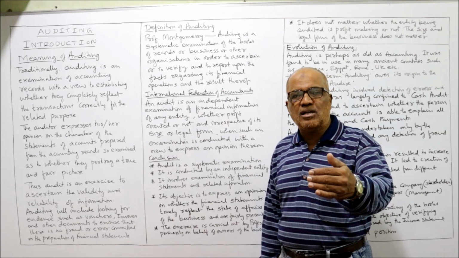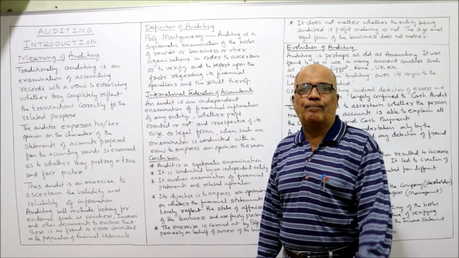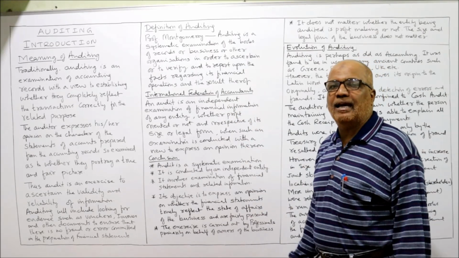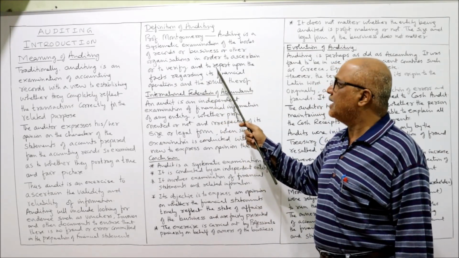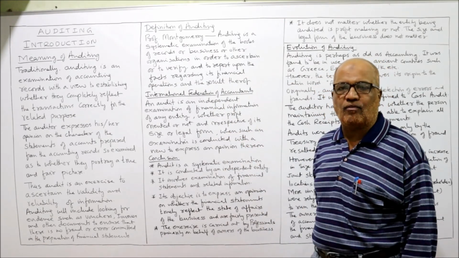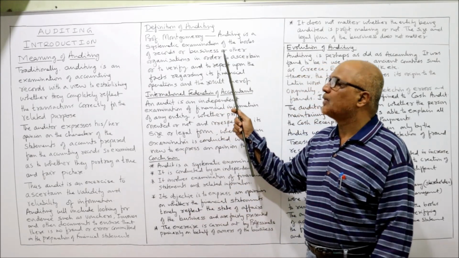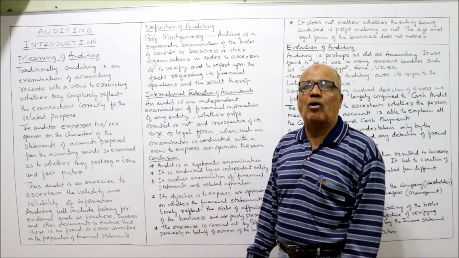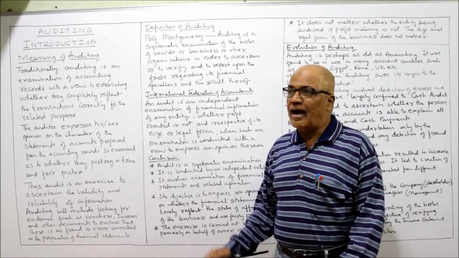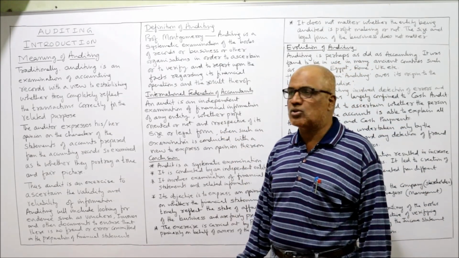Whether it is a business organization or any other organization, it's a systematic checking, an examination of the books of accounts in order to ascertain or verify, and to report upon the facts regarding its financial operations and the results thereof. So auditing is a systematic examination of the records of the business or any other organization, to verify and to report upon the facts regarding the operating results of the business organization.